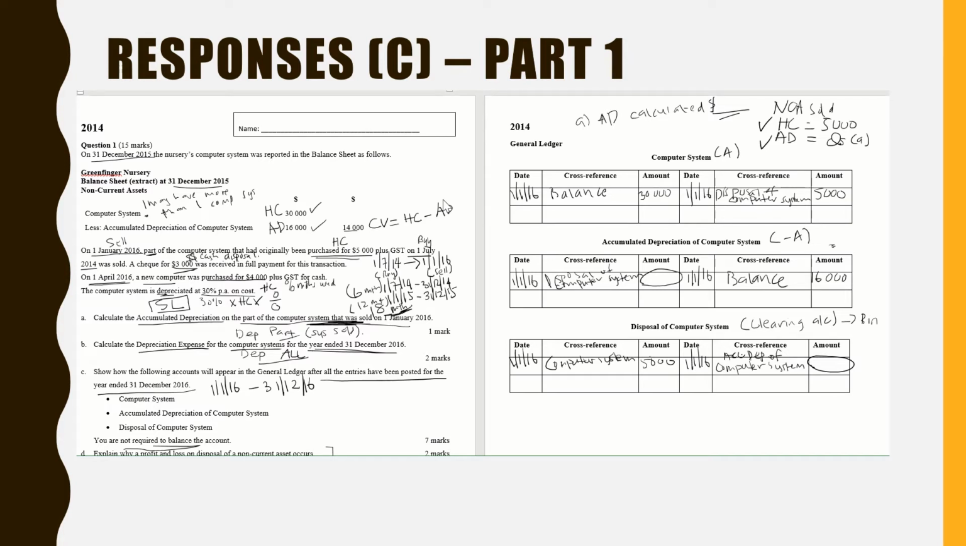Okay, I'm not going to put this number here because that will be me giving you the answers. So I want you to basically put that in, and that's me transferring the costs and the accumulated depreciation nicely to the disposal of computer system account. Now, we need to remember the next step.